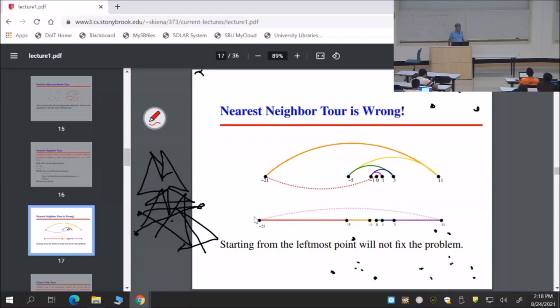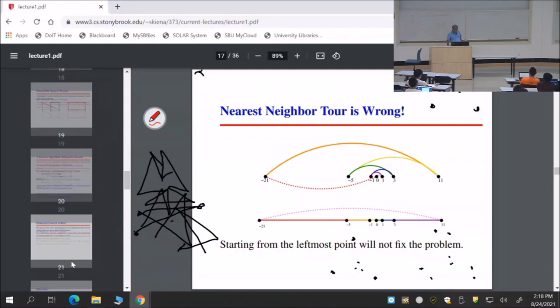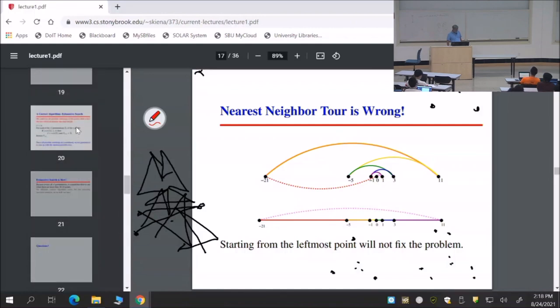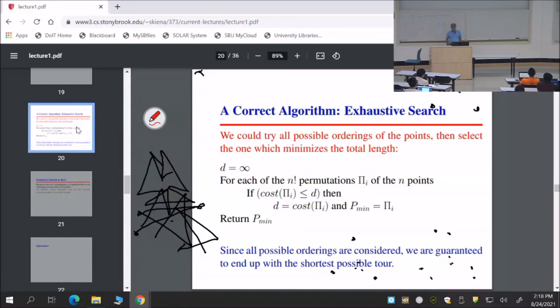Yes? Okay, so you're going to say, I'm going to try every possible ordering. Now, what does every possibility mean? You have n points. How many orderings on n points are there? N factorial, right?